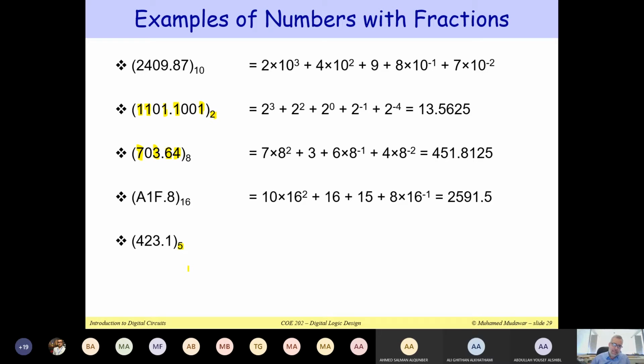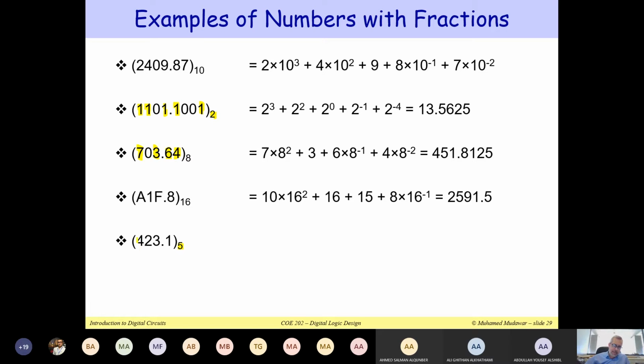And we have seen that octal and hexadecimal are related to binary because 8 is 2 to the power 3 and 16 is 2 to the power 4. But 5 really is not related, okay? But this is just an example to illustrate how we can do the conversion. So it does not really matter. You can choose whatever radix you want.